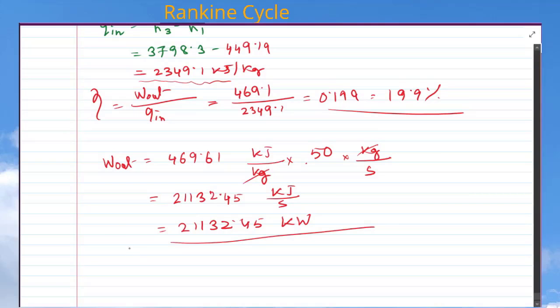So we have calculated both the Rankine efficiency as well as the work output, or now we can say the power. Work done per unit time is called power. So joule per second is per unit time. It gives us work done per unit time. Okay, thank you.